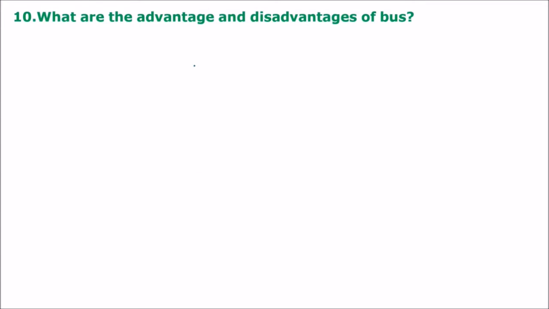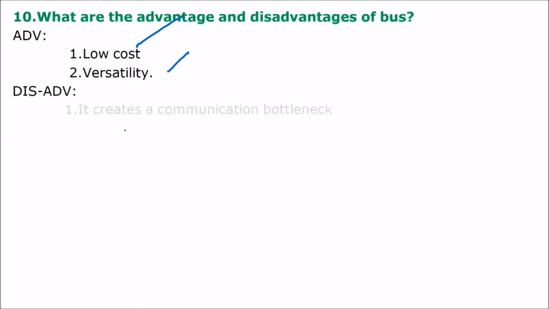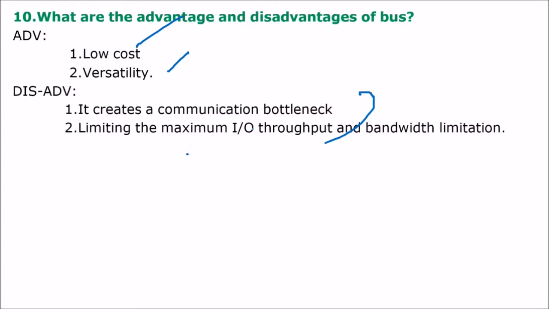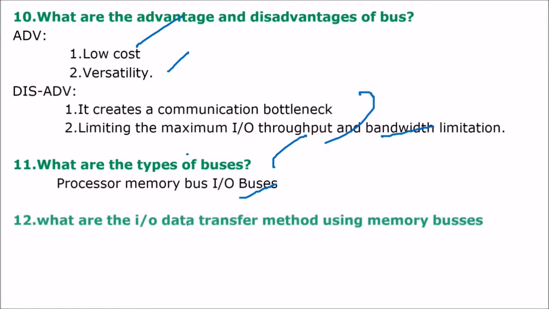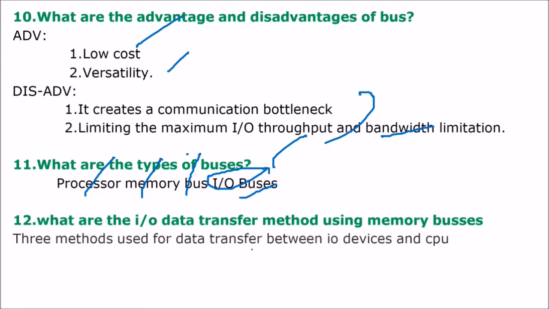What are the advantages and disadvantages of a bus? The advantages of a bus are low cost and versatility. The disadvantages are that it creates a communication bottleneck, limits the maximum input-output throughput, and also has bandwidth limitation. So what are the types of buses? Processor memory bus and input-output bus. These are all buses.